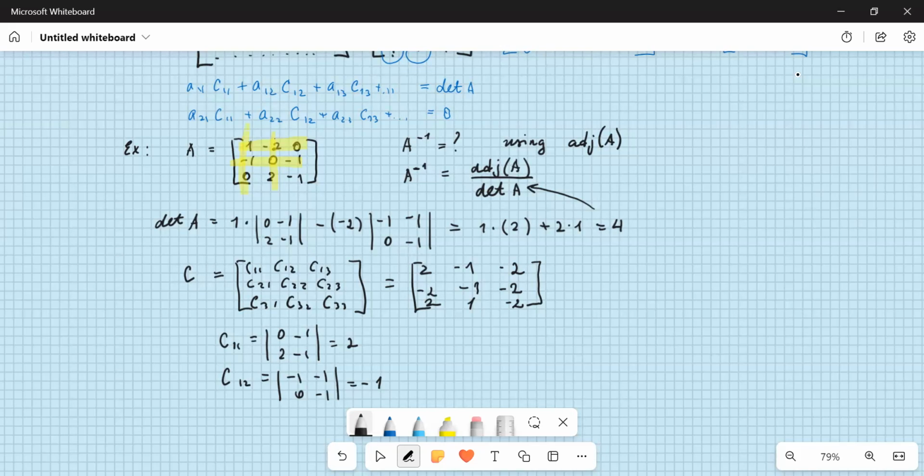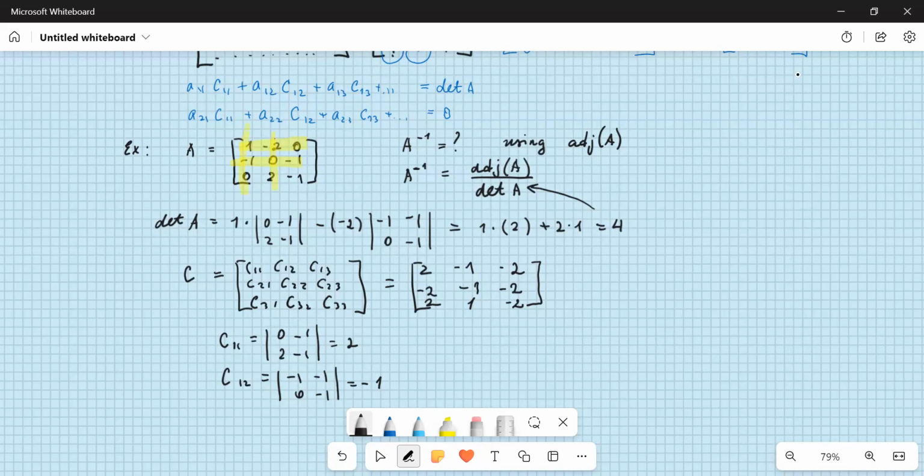Let me double check the last element, because my scratch work has it positive. Maybe I made a mistake somewhere. Let me do one more time. So I cross out -1. We have 1 by 0, which is 0, -2, and the checkerboard rule is plus, minus, plus, minus, plus, plus, minus. Well, looks like it's -2. Maybe I made a mistake. Well, let's agree that it's -2.